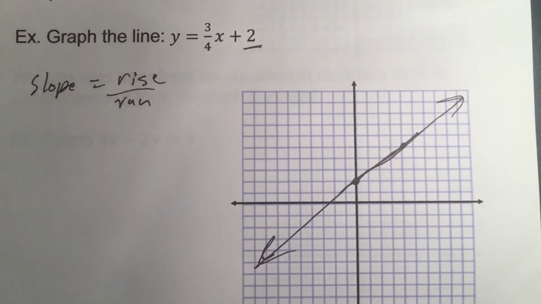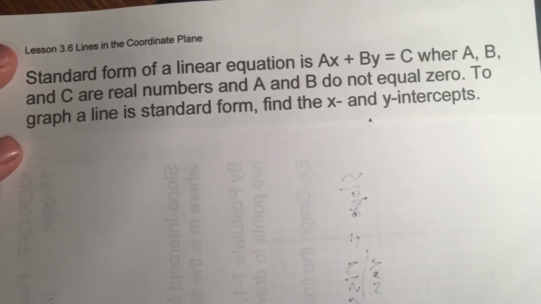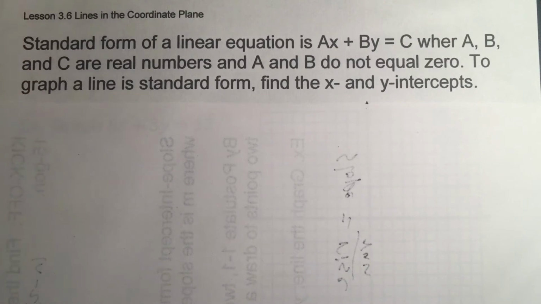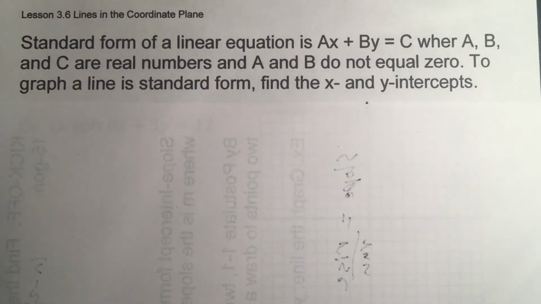Now, we get into standard form, which is another way of writing a linear equation. This time the x and the y are both going to be on the same side. So ax plus by equals c. A, b, and c are real numbers, and a and b will not equal 0.